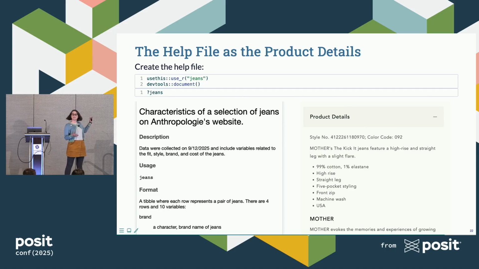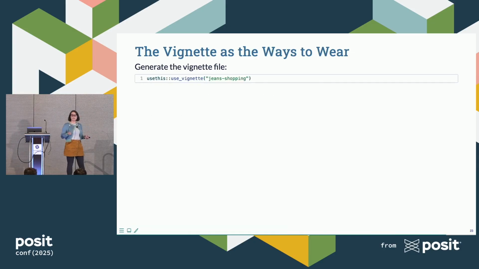Now, you can put examples in your help file, but maybe I want to have more fully fleshed out examples. So vignettes were brought up at the end of the last talk. So vignettes are going to be the last type of documentation that I'll mention. And so use_vignette will again make the shell of a vignette for you that you can fill in.